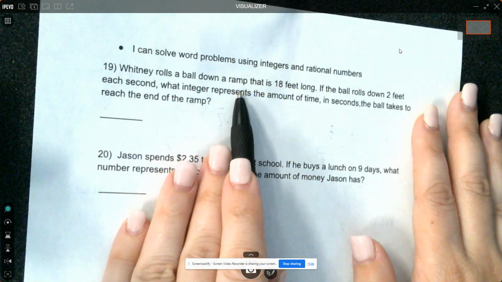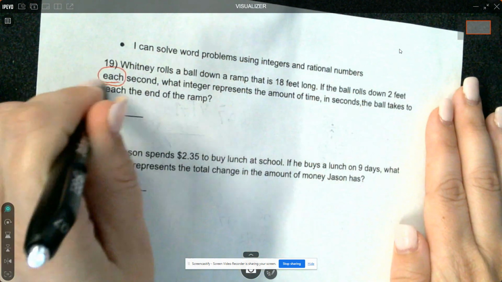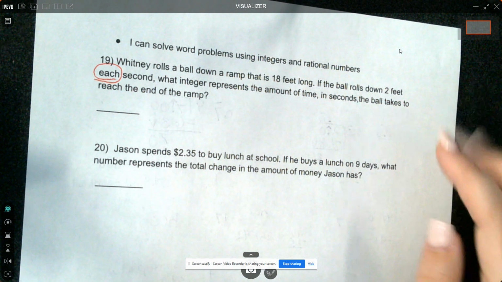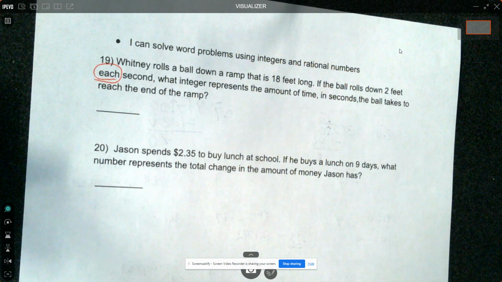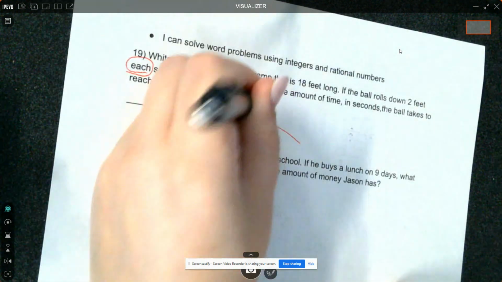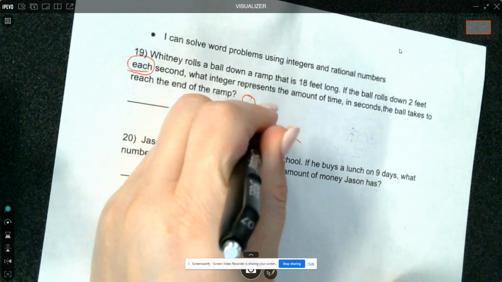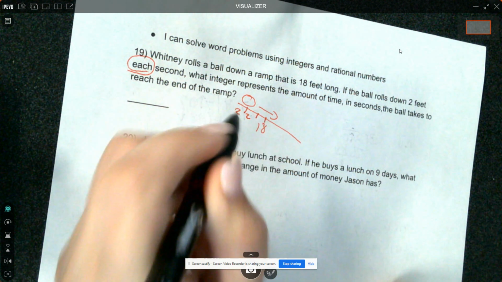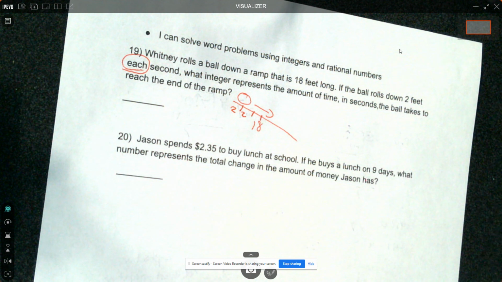So Whitney rolls a ball down a ramp that's 18 foot long. The ball rolls down 2 feet each second. Which integer represents the amount of time in seconds the ball takes to reach the end of the ramp? So if you imagine it, you have a ramp, you have a ball at the top, and it's going 18 feet, but it goes 2 feet each second. So how many seconds would it take? What would I have to do?